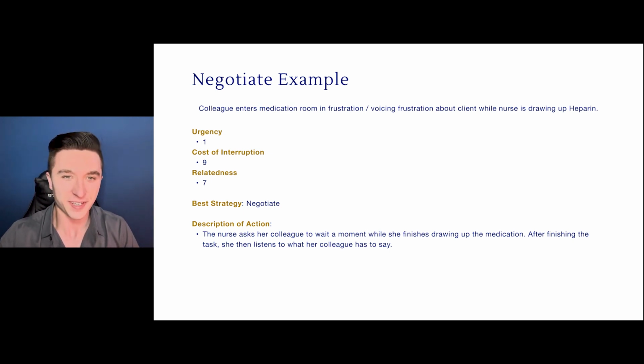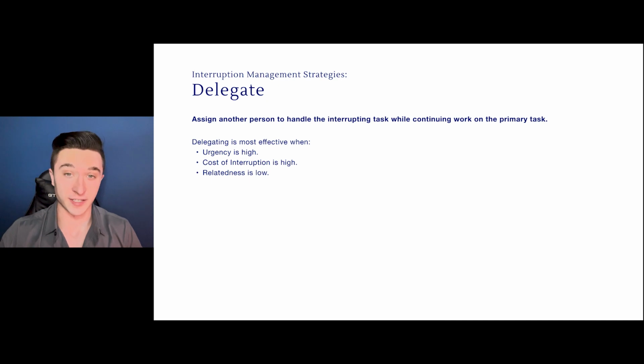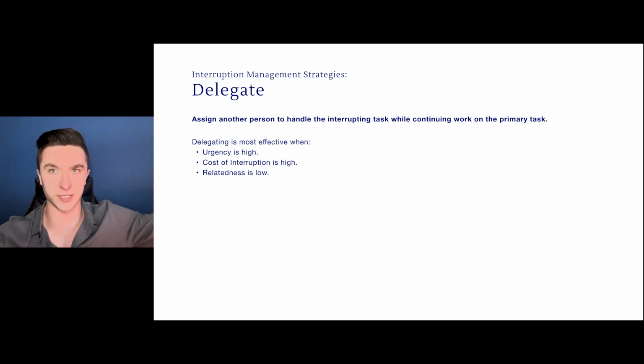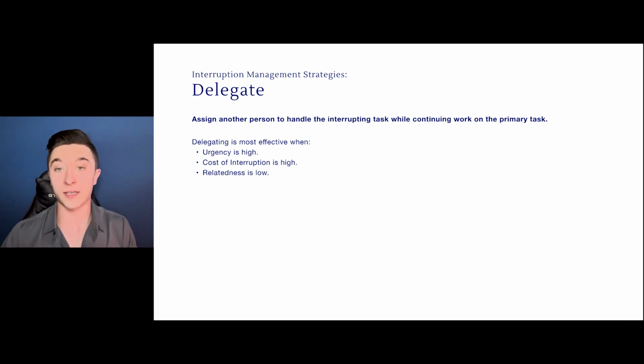validation. So our third strategy is to delegate, and that bridges the gap between interrupting and negotiating by assigning another person to handle the interrupting task before you continue work on the primary task. So you keep doing what you were doing, have somebody else handle the interrupting task, it never interrupts you. Delegating is most effective when the interruption urgency is high, but the cost of interruption is also high. So this needs to be handled right away. The interrupting task, it needs done now, but you can't leave what you're doing. And the relatedness to the primary task is low, so you can't multitask them.